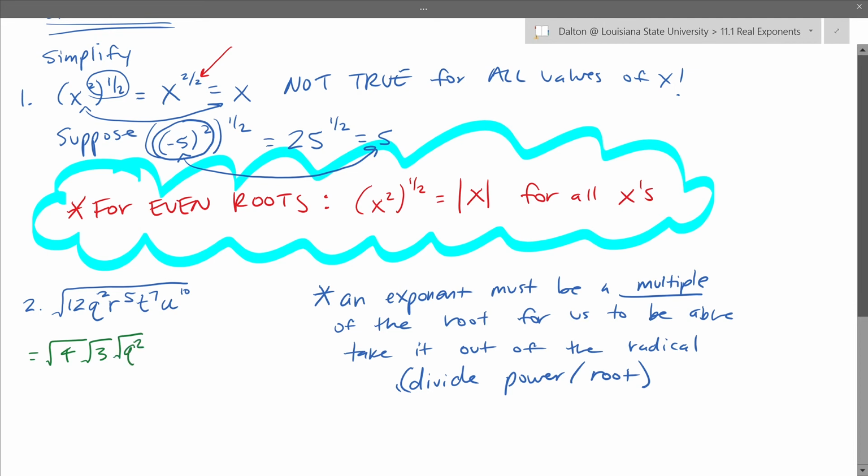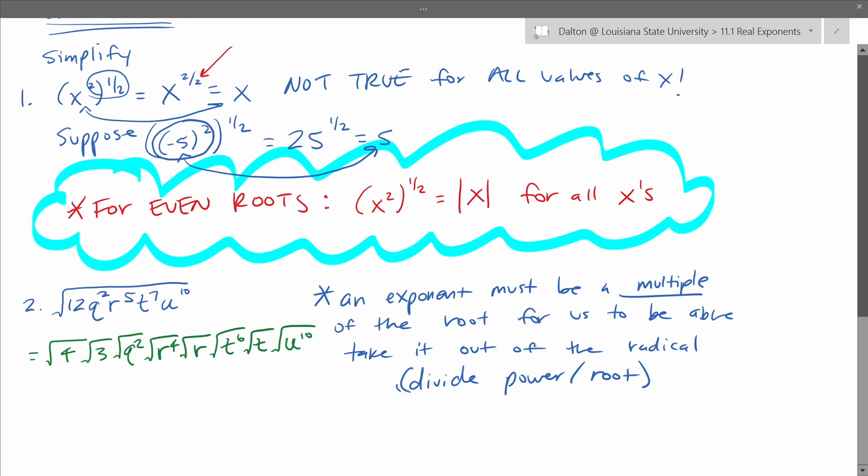Now, r to the 5th power is not a square number because 5 is not divisible by 2. However, I can break up r to the 5th power to be r to the 4th power times r, taking my product rule and going backwards by breaking 5 up into 4 plus 1. Same thing with t. 7 is odd, so I can't divide it by 2, so I can break up t to the 7th into t to the 6th, the even number just below it, times t. U to the 10th power is a square number because 10 is a multiple of 2.